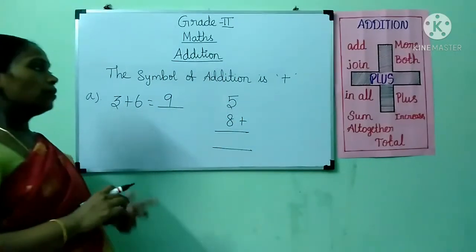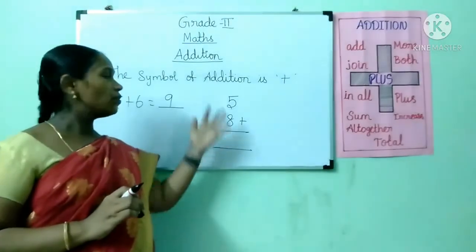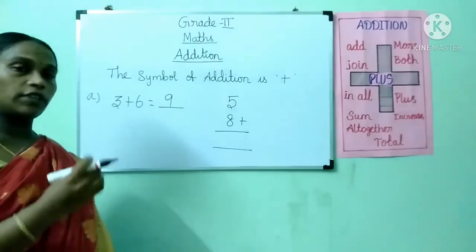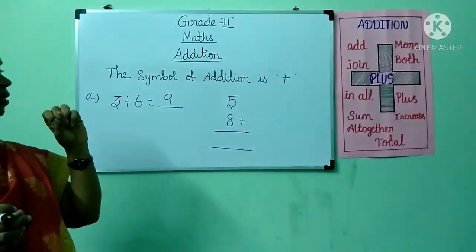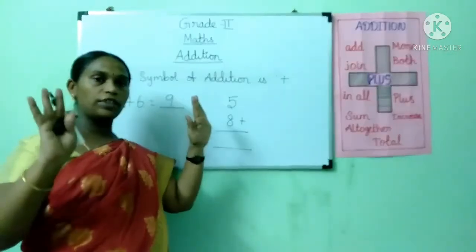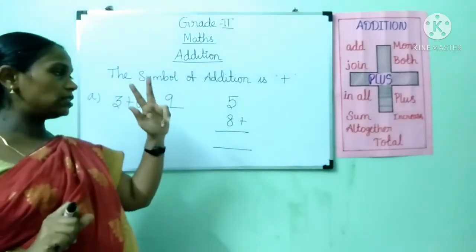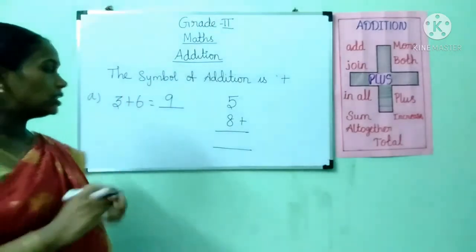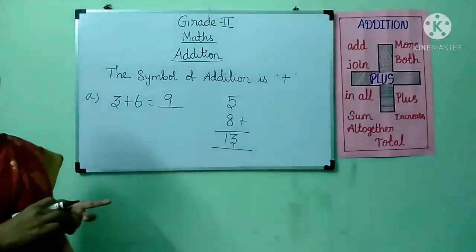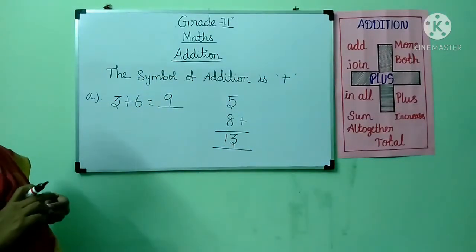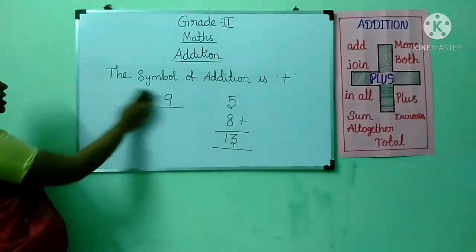The next, see here, the first number is 5, the second number is 8. 5 in the mind, 8 in the finger, 5 after 6, 7, 8, 9, 10, 11, 12, 13. So 1, 3 is 13. Are you clear, children? How to add this 1 digit number? Okay.